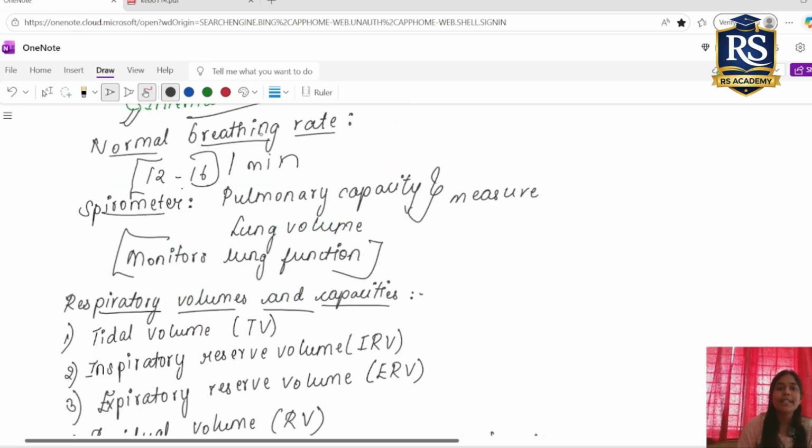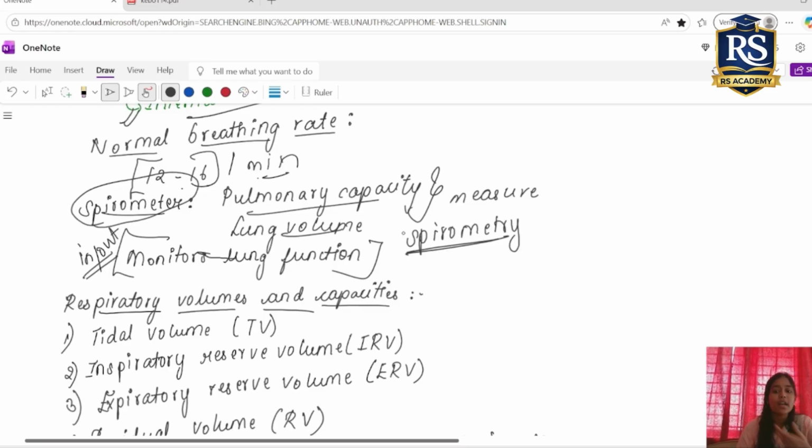Now let's see the normal breathing rate. Normally, a healthy adult breathes around 12 to 16 times per minute. Okay. So this is called the normal breathing rate. And it indicates that our respiratory system is functioning very properly under the resting conditions. And then, the volume of air that is entering in and out, that is inspired and expired by our lungs, is measured by an instrument called spirometer. So, the process of recording these lung volumes and capacities is known as spirometry. Okay? And it helps in assessing the function and health of the lungs.